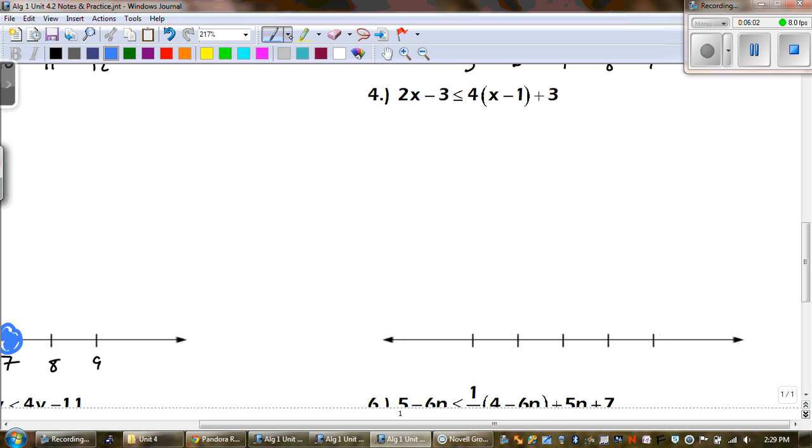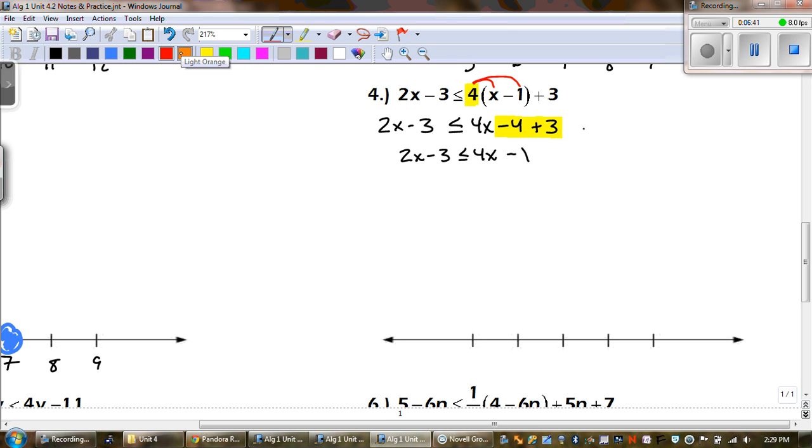Okay, number 4. Nothing on the left side, but on the right side, we have to distribute that 4. Everything on the left stays the same, 2x minus 3 less than or equal to 4x minus 4 plus 3. We need to combine our like terms. Negative 4 plus 3, we get negative 1.